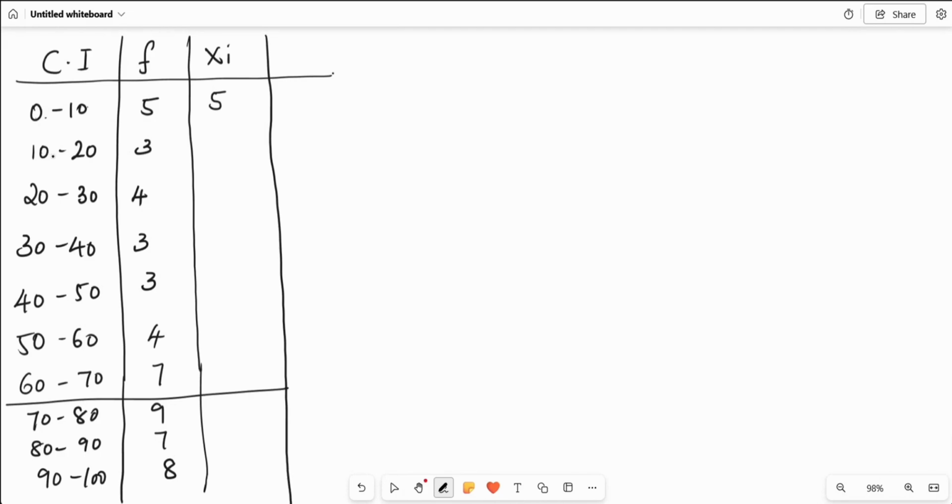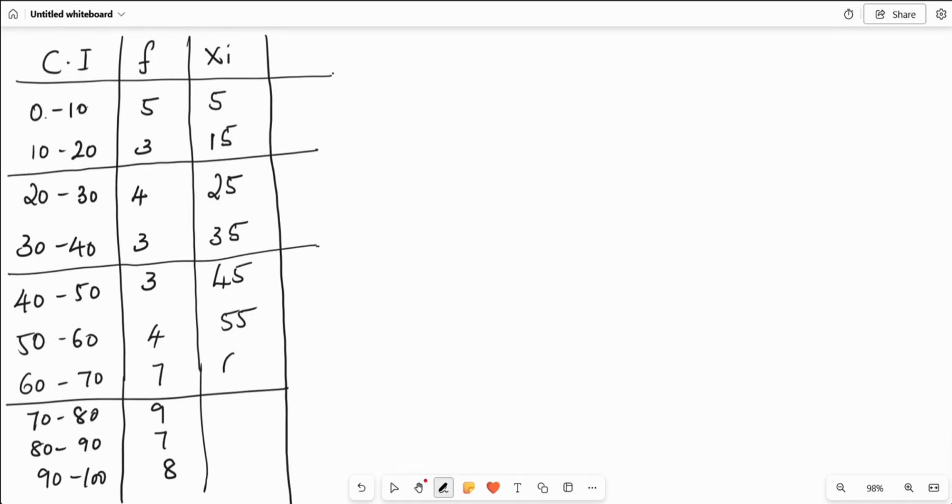Then 20 plus 10, 30. 30 by 2, 15. Then 30 plus 20, 50. 50 by 2, 25. Then 40 plus 30, 70. 70 by 2, 35. Next, 45. Correct. 55. Next one will be 65, 75, 85, 95.